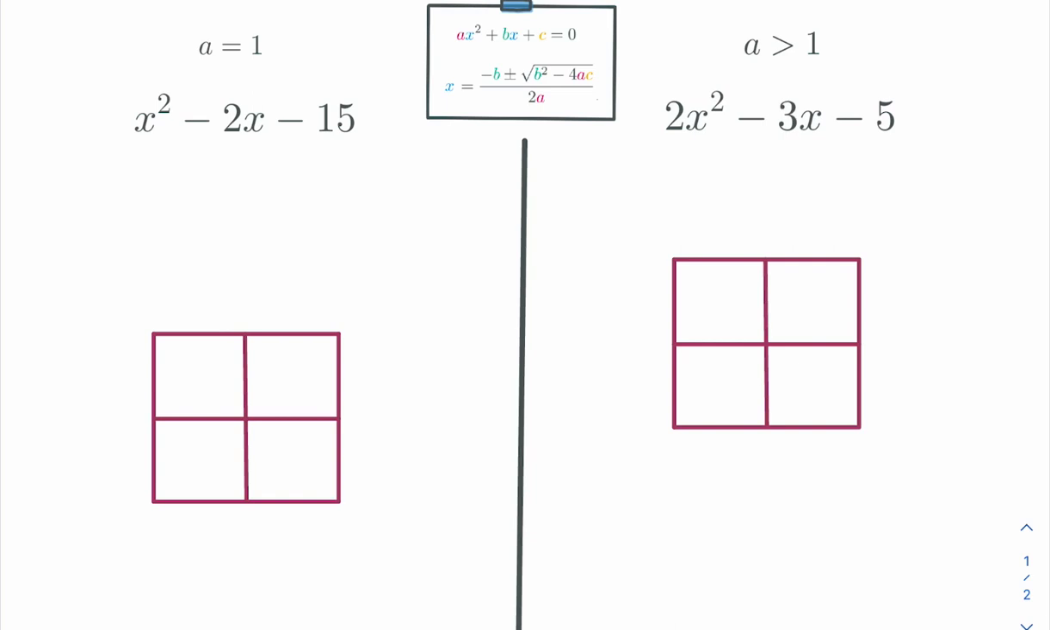All right, so this is just going to be a refresher on factoring quadratics. I'm recording this with the understanding or the expectation that you've done it before and you just need a refresher. We're going to look at two types of quadratics.